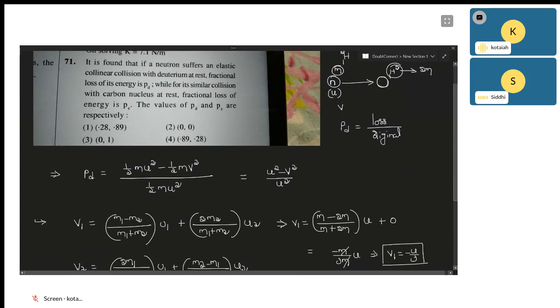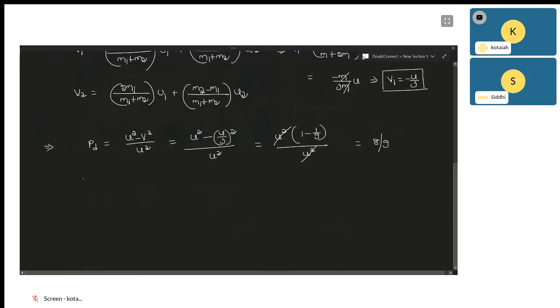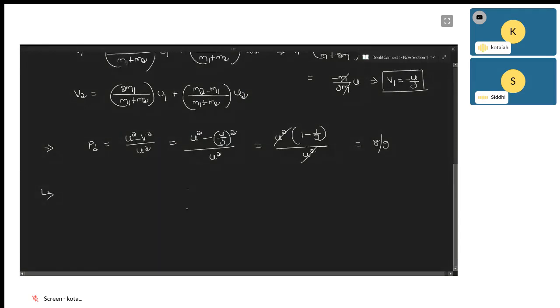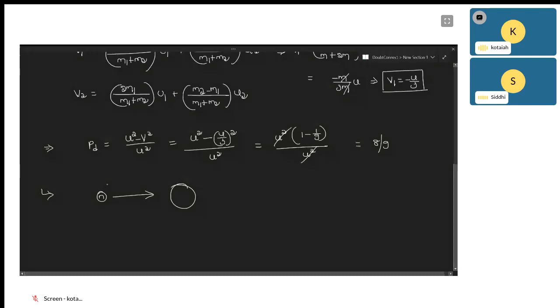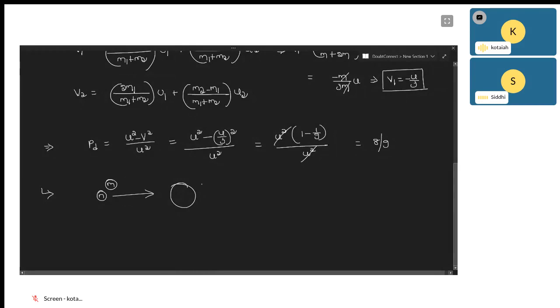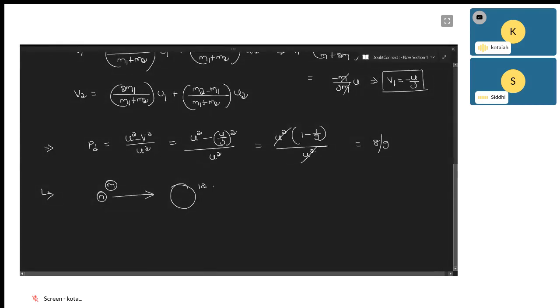while for a similar collision with a carbon nucleus at rest, the fractional loss is Pc. Now the neutron is going to collide with the carbon nucleus. Carbon nucleus means how many protons will be there? What is the atomic number of carbon? 6. So 6 protons. How many neutrons? 6. So if the mass of the neutron is m, can I say the mass of the carbon nucleus is 12m, 6 plus 6, 12.